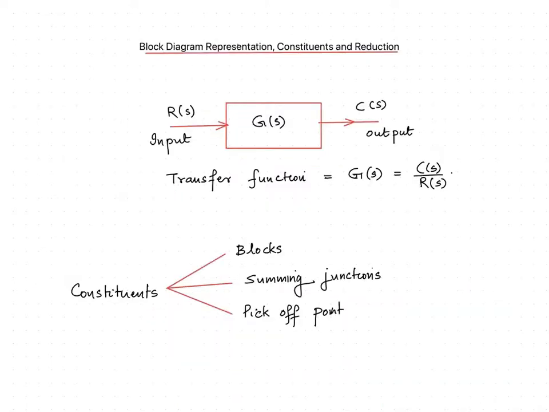A simple block diagram representation is given here. It has an input R(S), a transfer function G(S) and an output C(S). The transfer function G(S) is equal to C(S) by R(S). It gives the input-output relation. The various constituents of a block diagram are blocks, summing junctions and pick-off points. Let us discuss the various parts in detail.